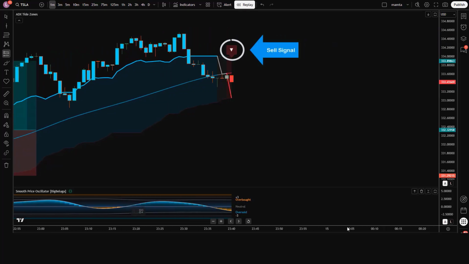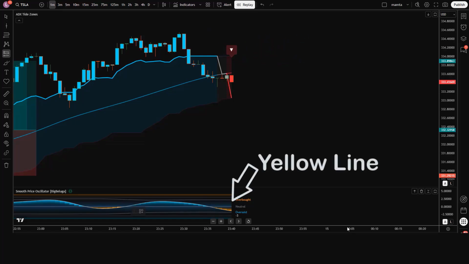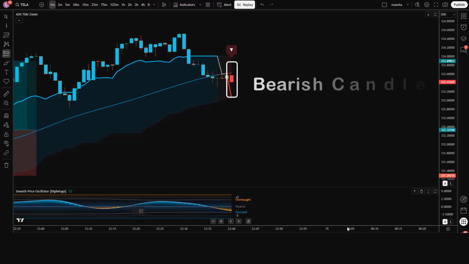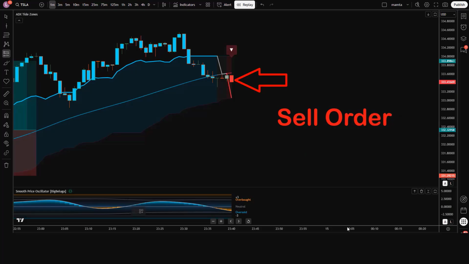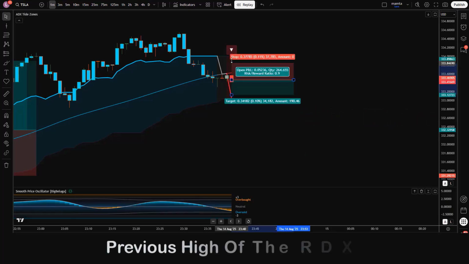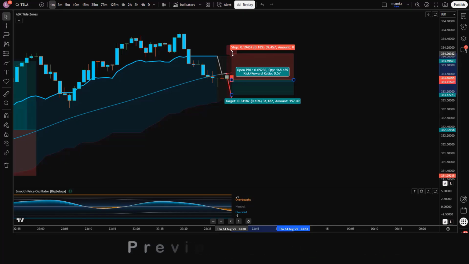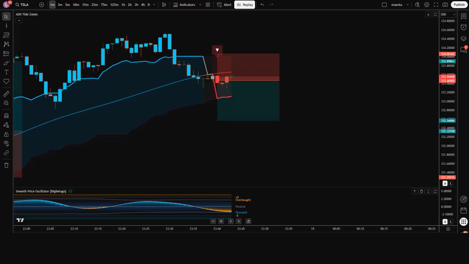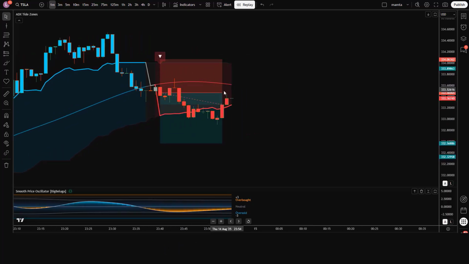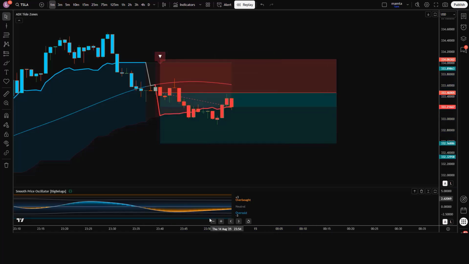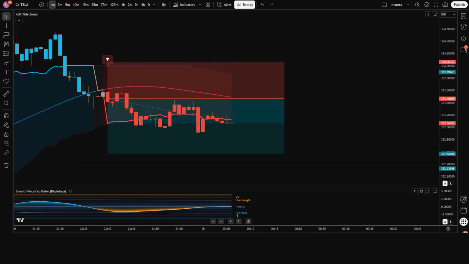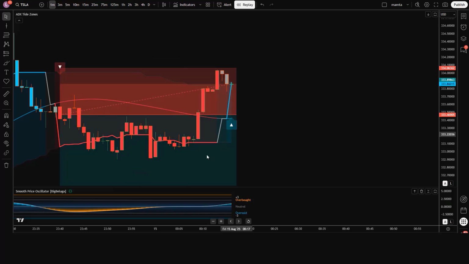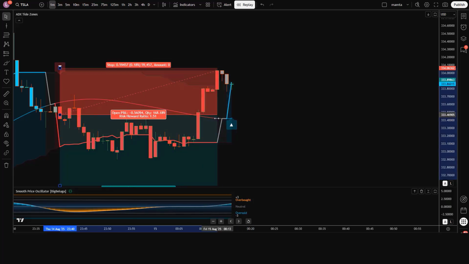Here the ADX Tide Zones indicator gives us a sell signal. Here the smooth price oscillator indicator shows a yellow color line. The market forms a bearish candle. If this condition is fulfilled, then we will place a sell order. Our stop loss is the previous high of the ADX zone. And the risk to reward ratio will be 1:1.5. Let's see what happens to our trade. The market has given the next signal, we will close this trade.